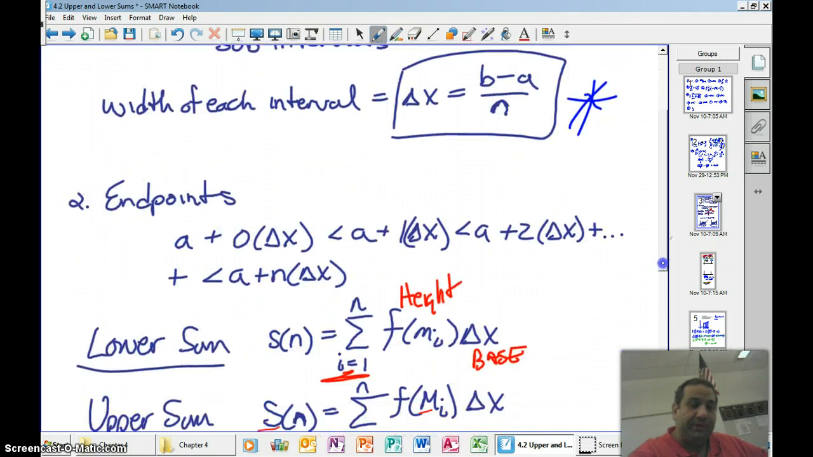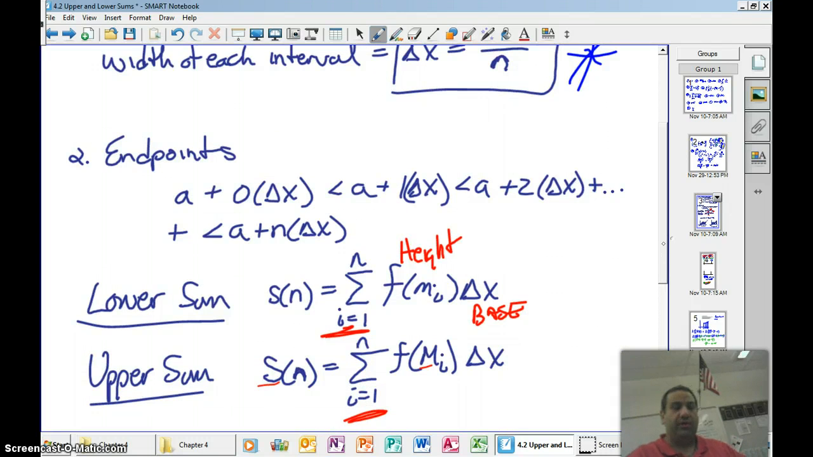Now the endpoints, just to let you know, are a plus 0 times delta x, which is less than a. So they're telling you it's in order. It goes up in number.